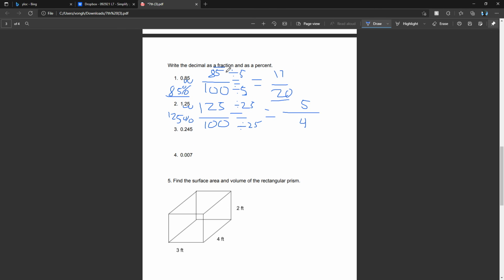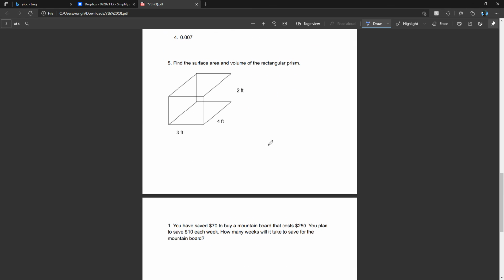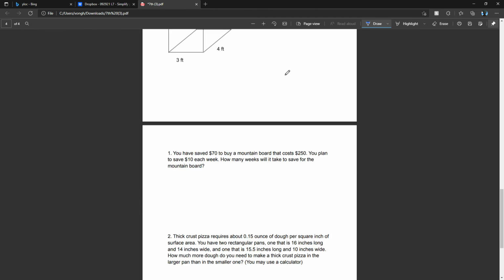Make sure you find the fraction and percentage for 3 and 4. So yeah. For number 5, find the surface area and the volume. I think that's manageable.